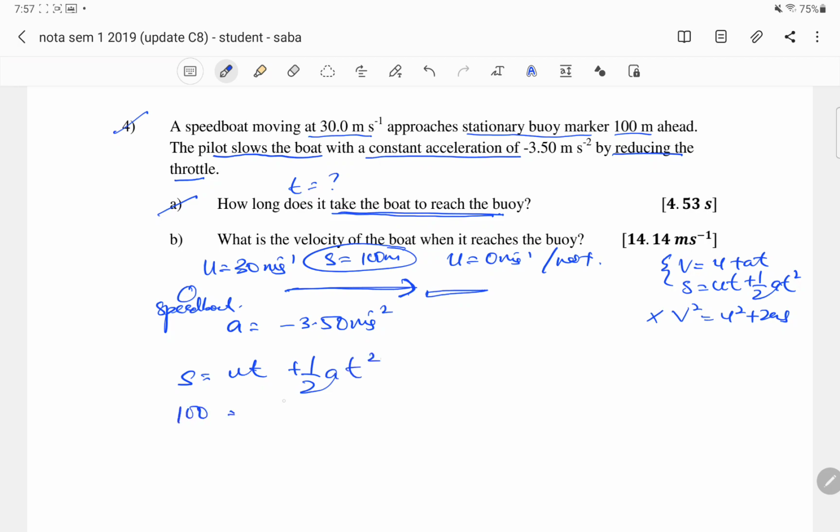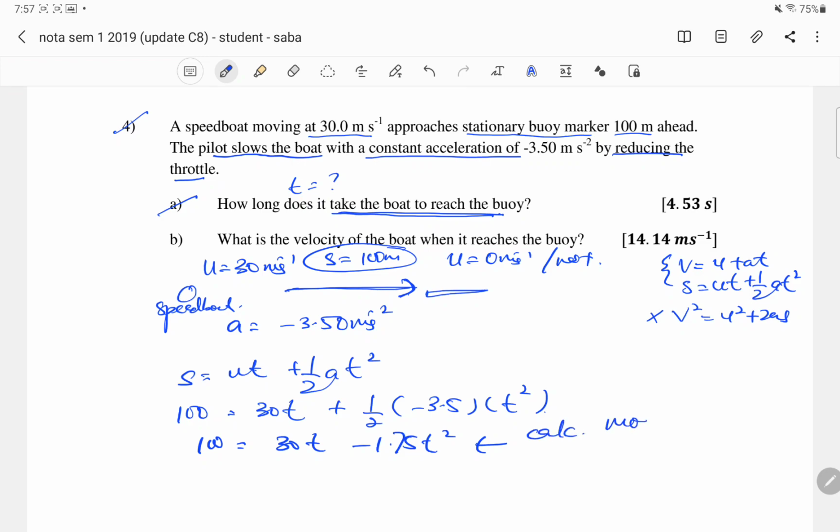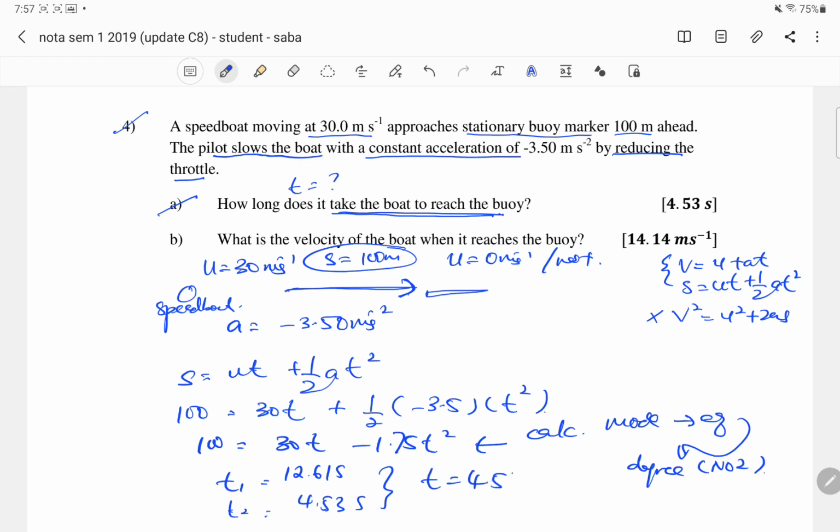Okay, so 100. U is 30T. A negative 3.5, so T square. Okay, so 100 equal to 30T minus 1.75T square. Okay, so you press the calculator, calculator, take mode, take equation, and then take degree number 2. Okay, so then you have T1 and T2. T1 you have 12.61 second and T2 4.53 second. So you have to answer which is positive. Both are positive, so you have to take the smaller one. So T equal to 4.53 second.